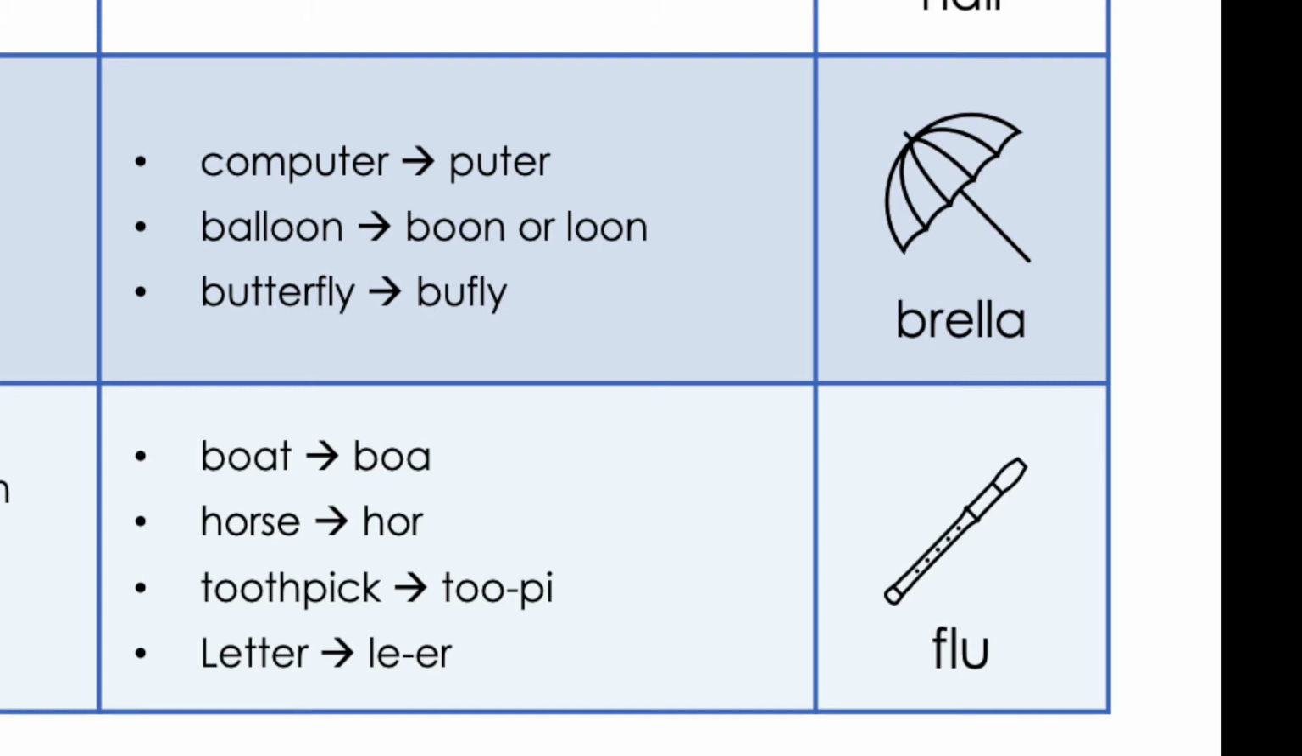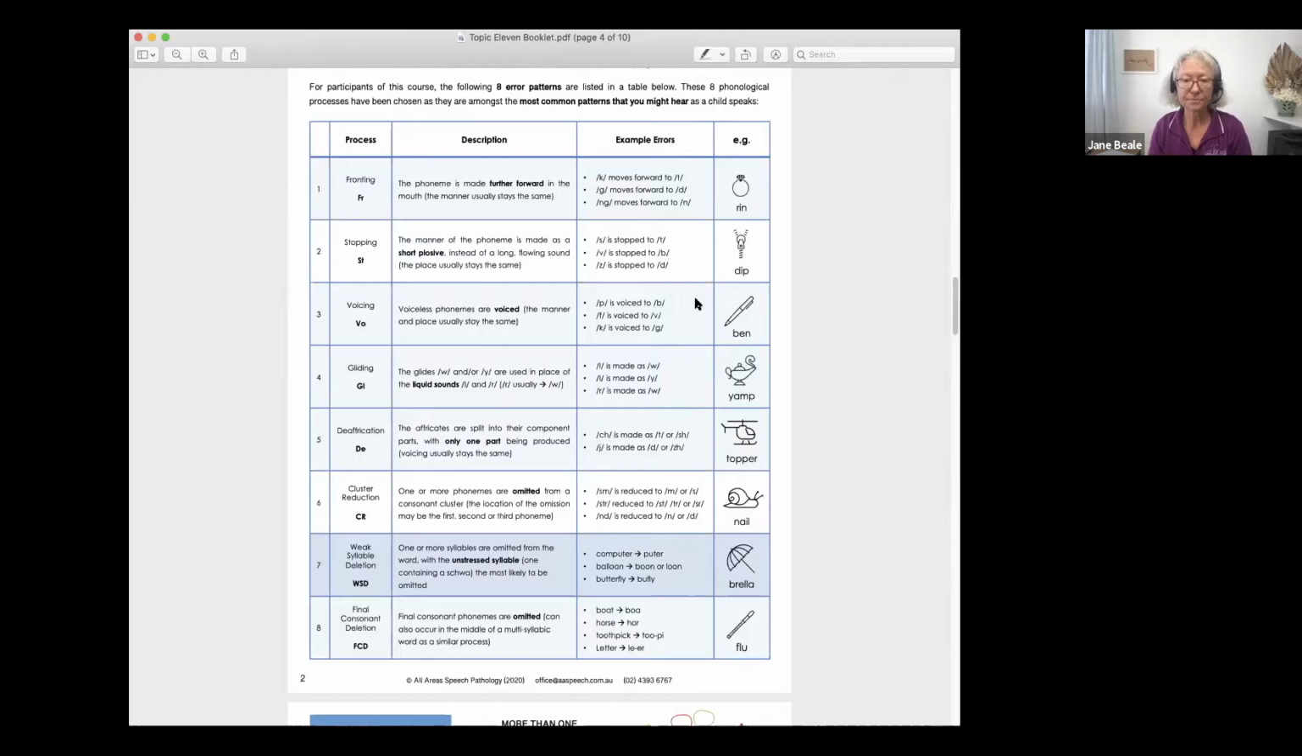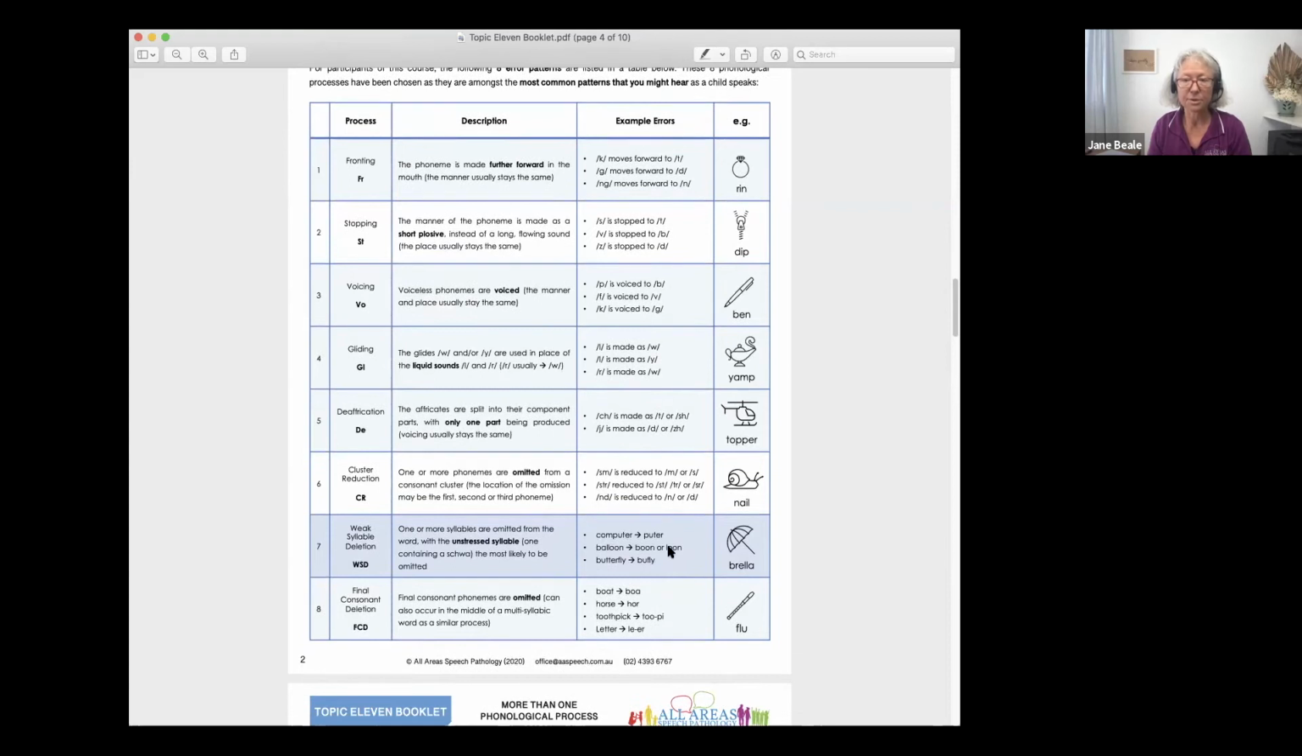Or in balloon, they might say boon or they might say loon, but often the 2 syllables collapse into one and we get boon for balloon. It's really common. Or butterfly, they've just missed the middle one. Is that where the schwa is? Butterfly, butterfly. So they go buffly, buffly. Yeah. And then all of those others we've been talking about.